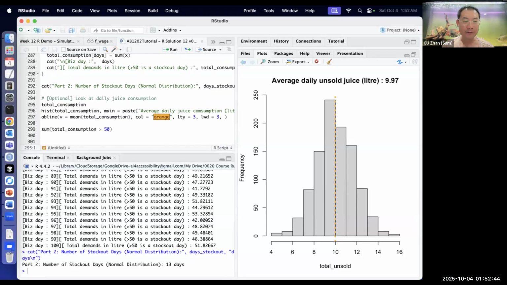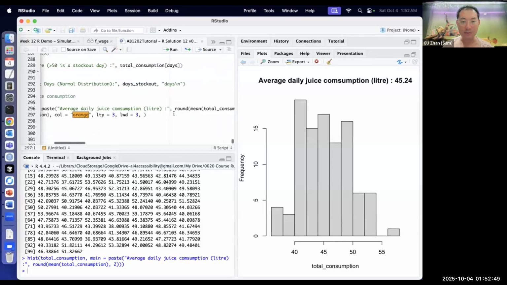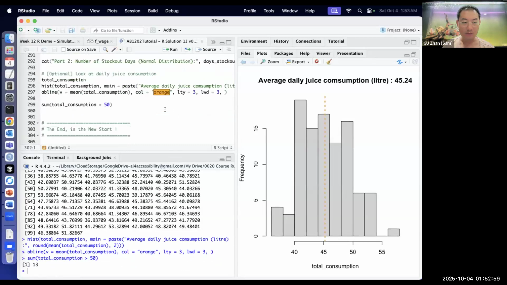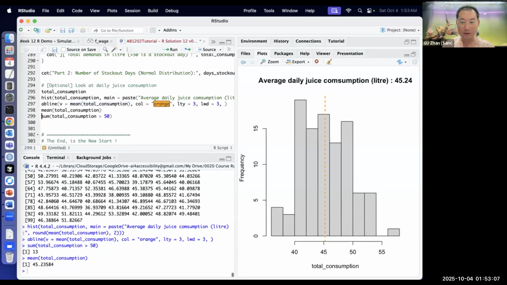So optional: the daily juice consumption, total juice consumption. Let's look at it, so this is daily juice consumption in liters. Then add the average. Then total consumption greater than 50. So what is the average? Let's display what the average value is. The average is 45.23. So on average, 45.23 liters of juice was sold, and the remaining unsold juice is about 5 liters.